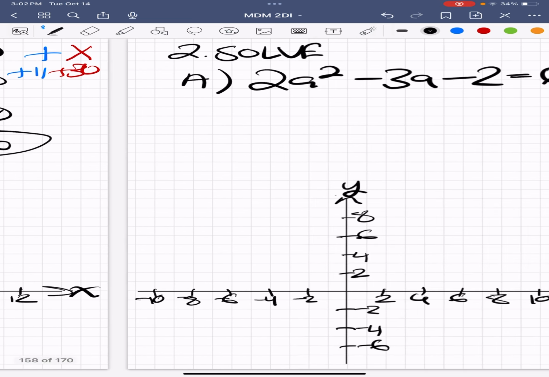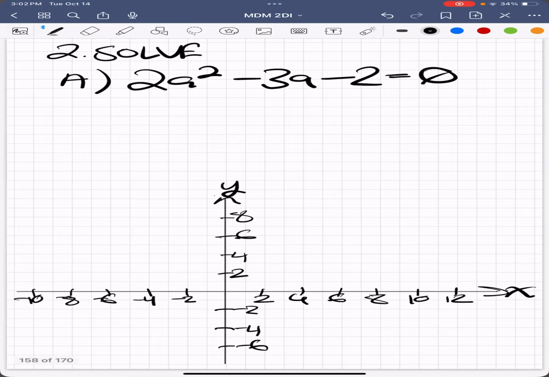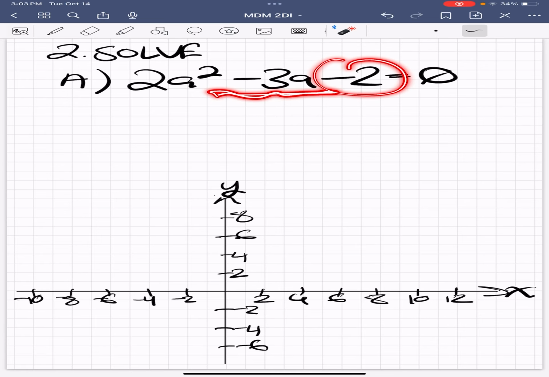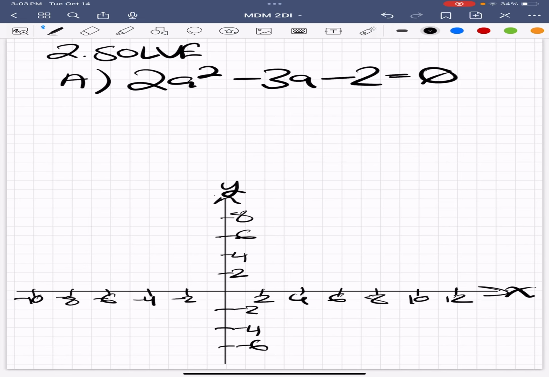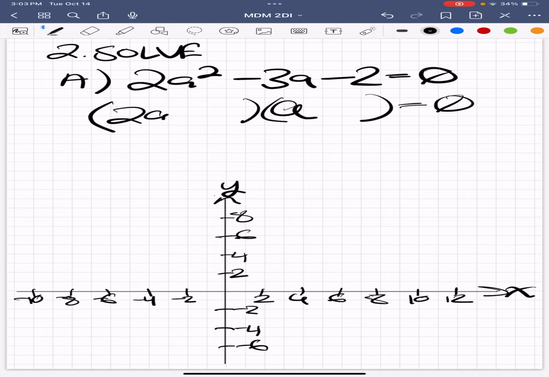And let's begin. So we have 2a to the power of 2 minus 3a minus 2. So we need two factors that multiply to 2a squared and two factors that multiply to negative 2, and they must match the middle term. So we need our brackets. We have 2a and a, and negative 2 and positive 1.